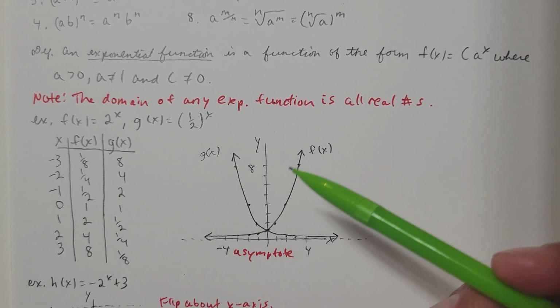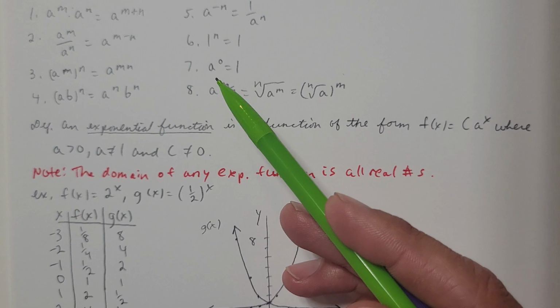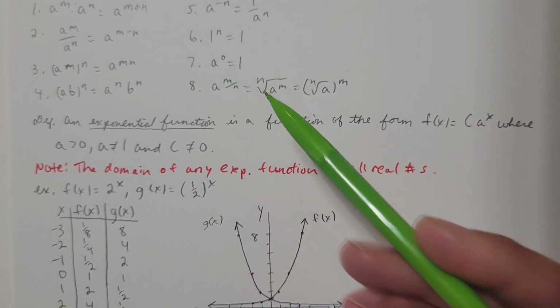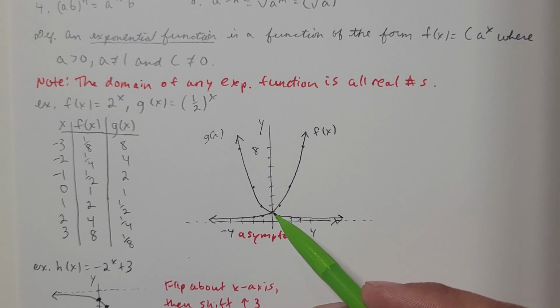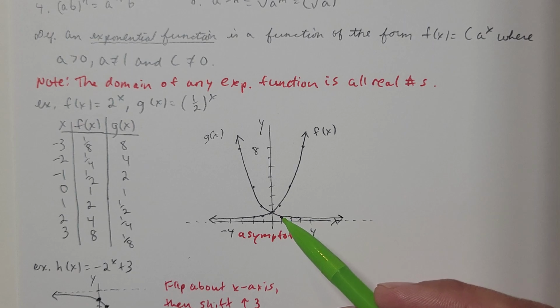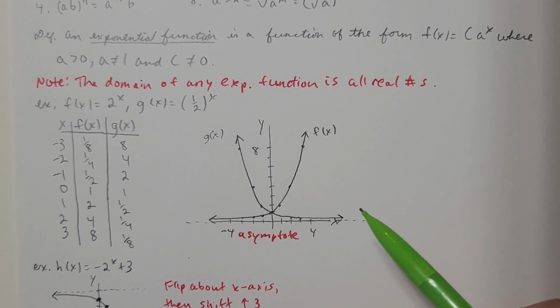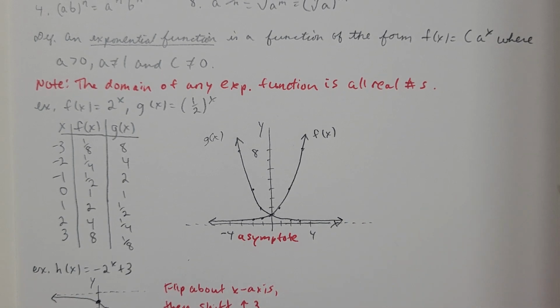If x is 0, from law 7, we know that anything to the 0 power is always 1. So this curve is going to cross through the y-axis at 0, 1. By the way, that always happens whenever you're graphing a function y equals a to the x. You'll always pass through the y-axis at 0, 1. Okay? If x is 1, 2 to the 1st power is 2, so 1, 2 would be on the graph.